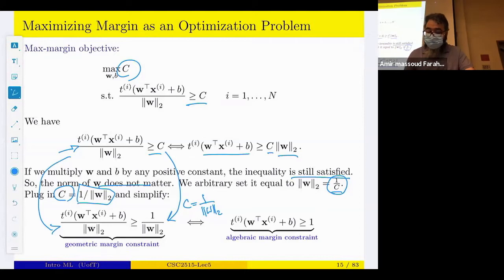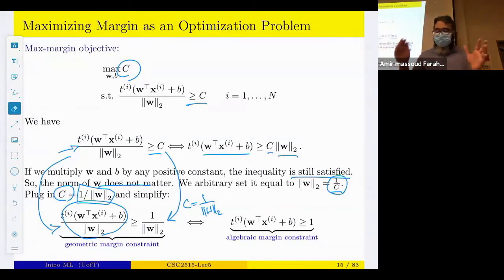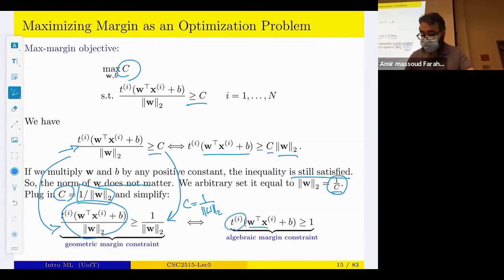Starting from here, I choose C to be 1 over the norm of W. My constraint says that the signed distance times the target value is larger than 1 over the norm of W, which I reorder. What we are saying is that Ti times (W transpose Xi plus B) should be larger than or equal to 1. Okay? Is this clear?